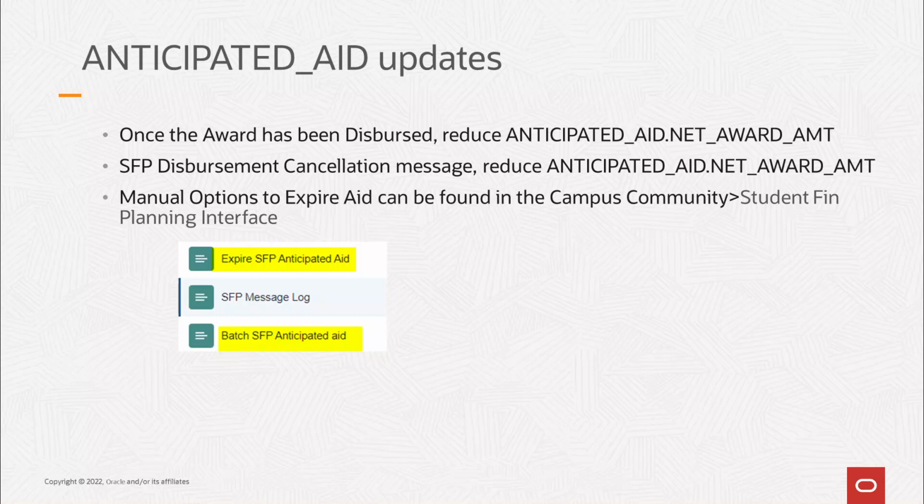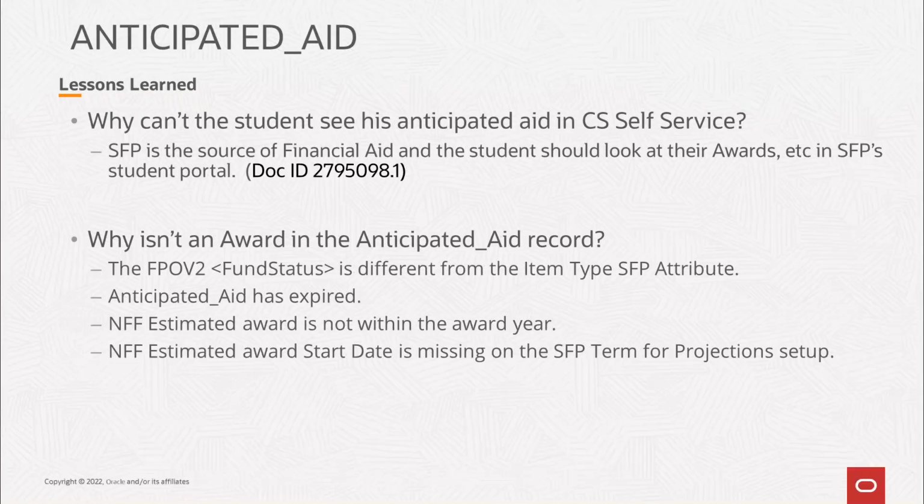Also, two options are available to manually expire anticipated aid by a student or through a batch process. This slide provides a few lessons learned from past implementations. Why can't the students see their anticipated aid in CS self-service? SFP is the source for all financial aid, and the student should look at their awards in SFP's student portal.